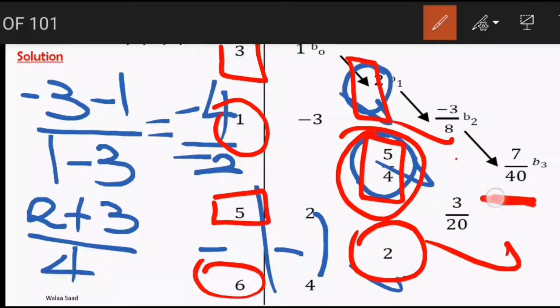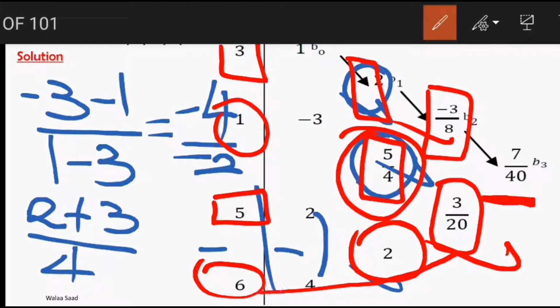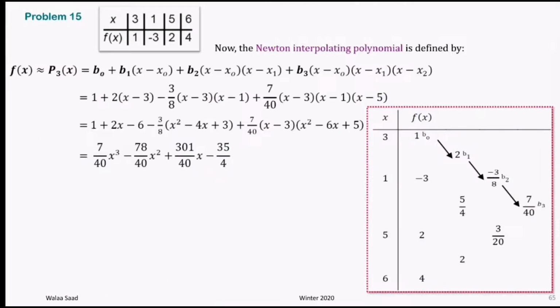Finally, the 7 over 40 comes from the 3 over 20 minus -3 over 8, and then take the last x value minus the first x value. And this is a checkpoint that we use the last and then minus the first. This means that we went correct in constructing the table.